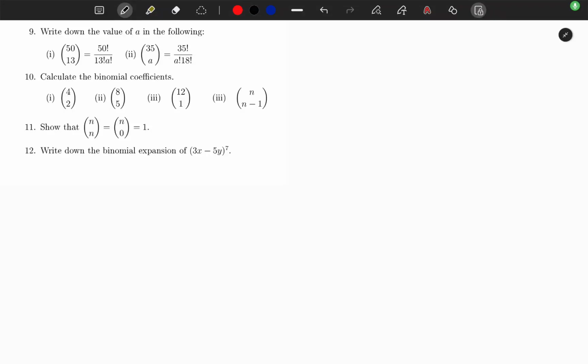All right, next we have these questions 9, 10, 11, 12 that we will be solving. It's binomial expansion, in collaboration with the binomial theorem. Write down the value of a in the following. We have 50 and 13 there. They're telling us this is equal to 50 factorial over 13 factorial, then a factorial. What is the value of a?